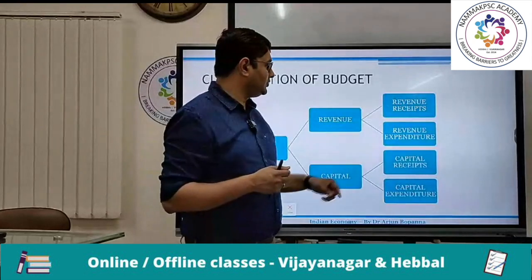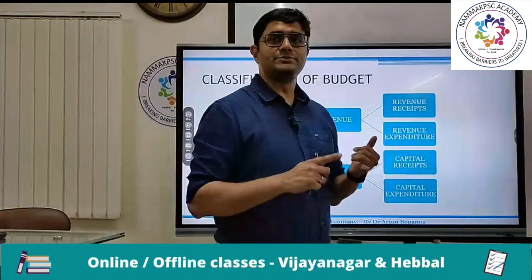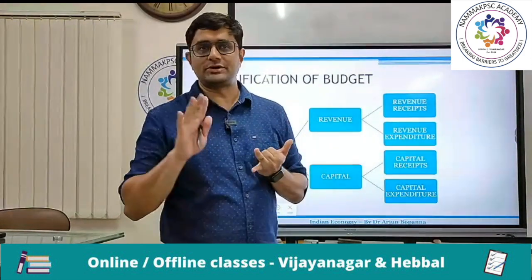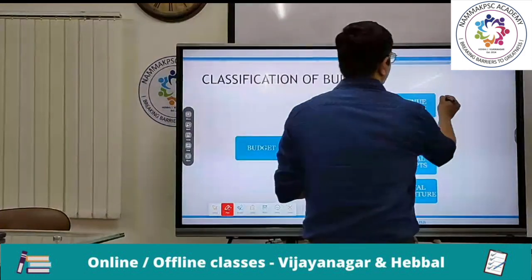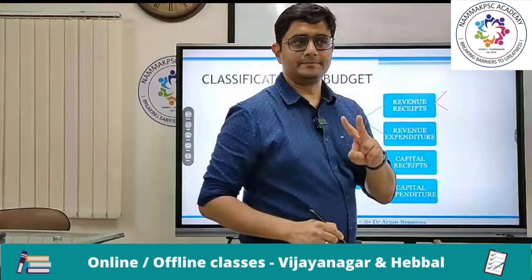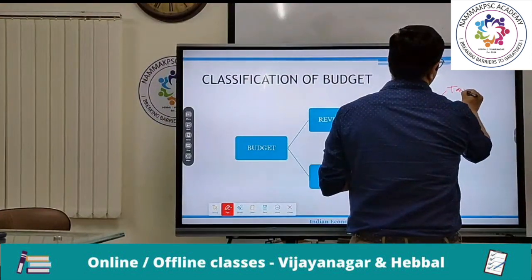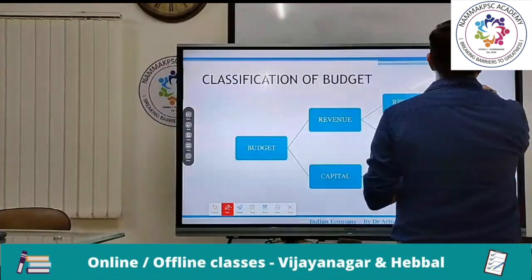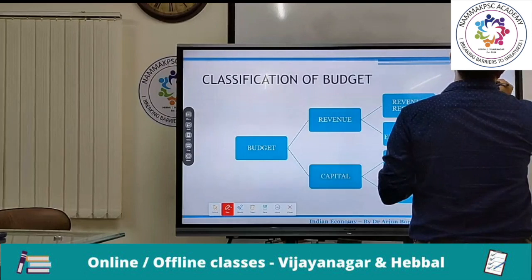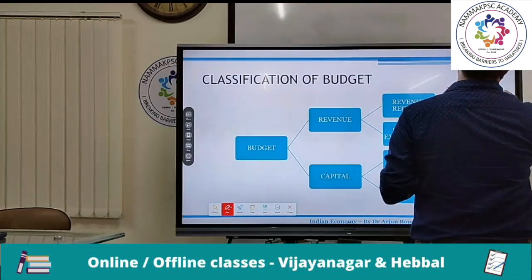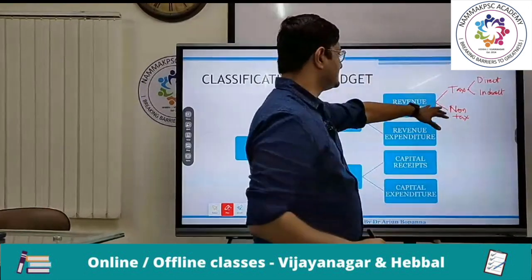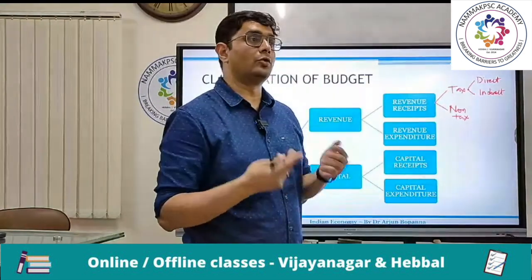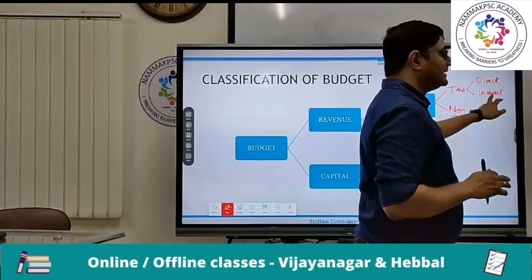So what is revenue receipt? Revenue receipt should not increase liability nor reduce asset. So the definition you have understood. In our budget, revenue receipt is of two types: tax receipt and non-tax receipt. Taxes can be further classified into direct tax and indirect tax. Both these should not create any liability. Tax does not create liability nor reduce assets. It's your own money.